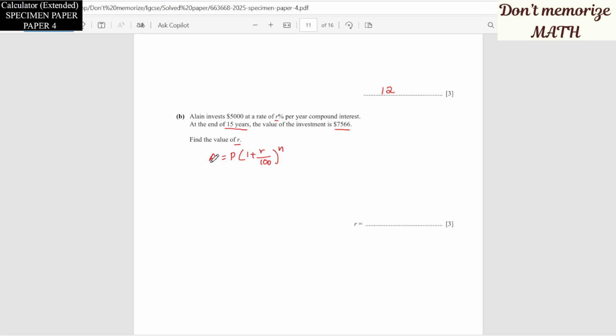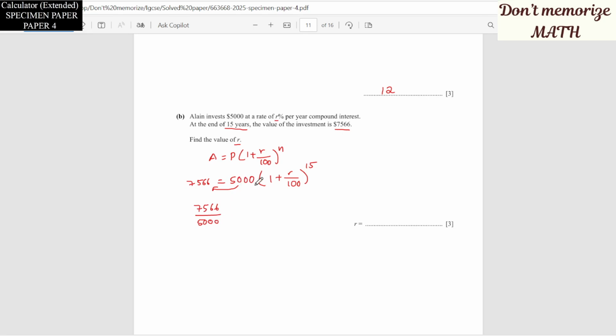Okay, so what is the final amount? Final amount is given here, 7566 equal to principal amount is 5000. Open the bracket, 1 plus R over 100, we need to find R, so just keep it like R, then raised to n, which is 15. Okay, so first move 5000 to the left side. So the left side will become 7566 divided by 5000. How did it become divided by?